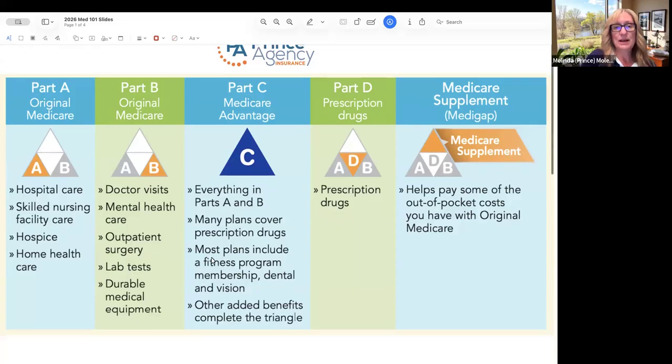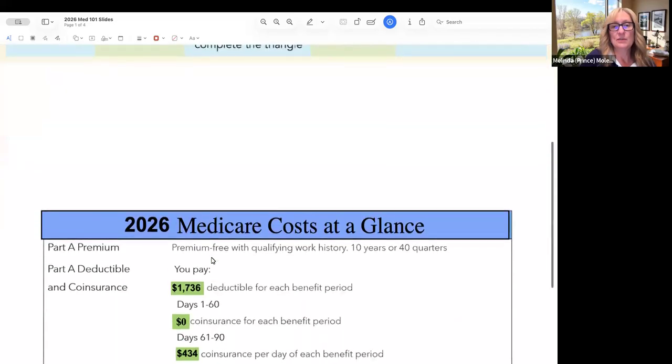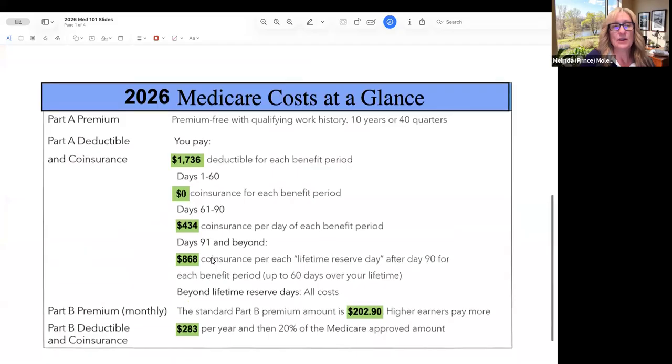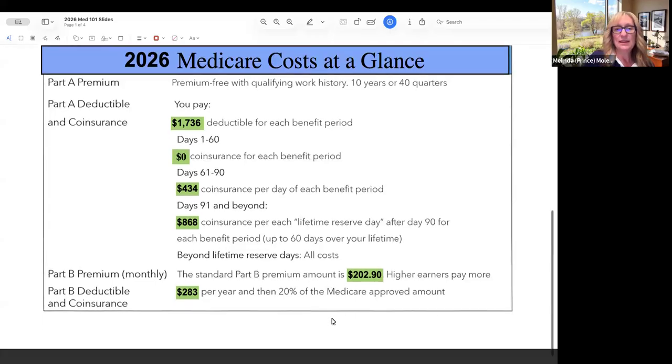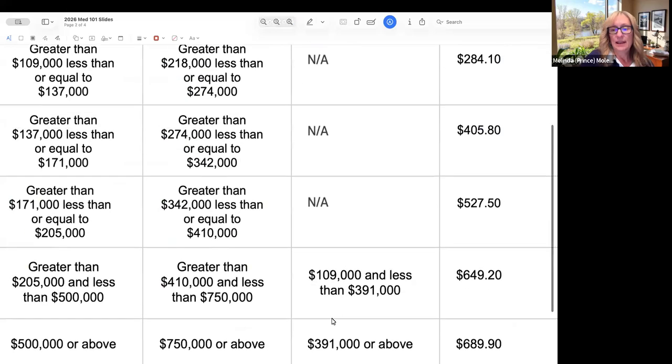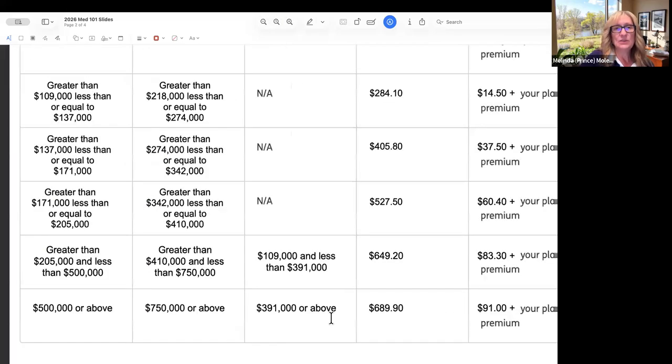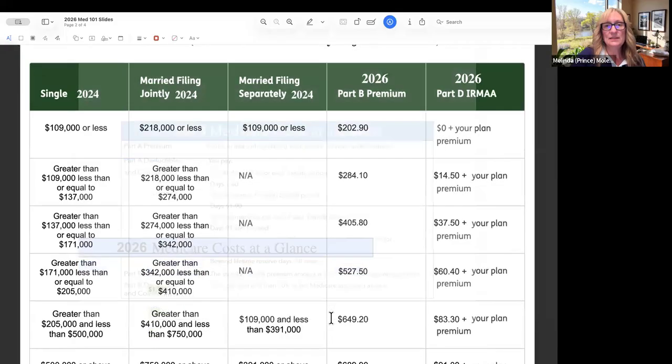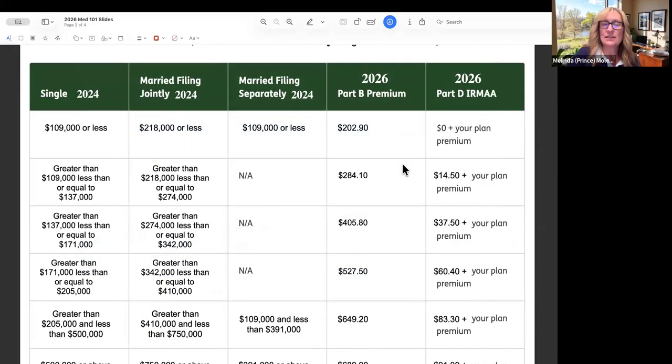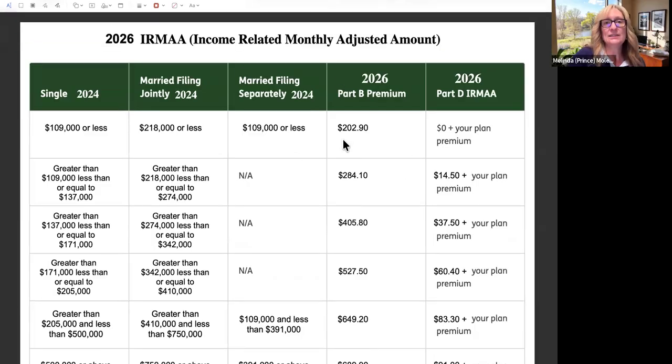I'm going to scroll to the bottom here of this page, which is our Medicare costs at a glance for this year. Okay. We're going to look at how Part A and B work separately, but first let me address that Part B premium. You can see down here that it's 202 and 90 cents. I'm going to flip to the next slide here and make that a little bit smaller so you can see the whole thing. This is what is called an IRMAA chart, and it's called Income Related Monthly Adjusted Amount.